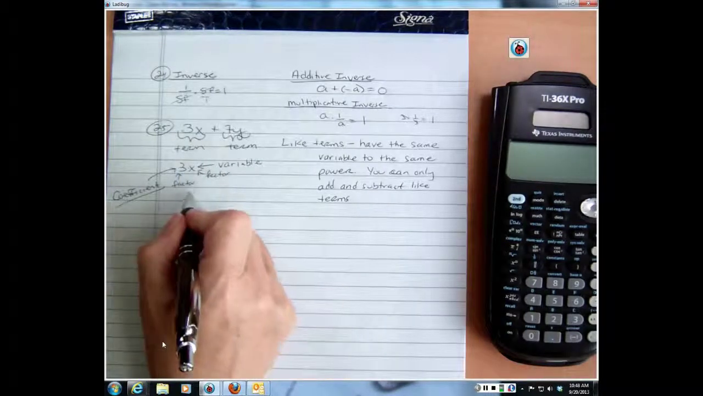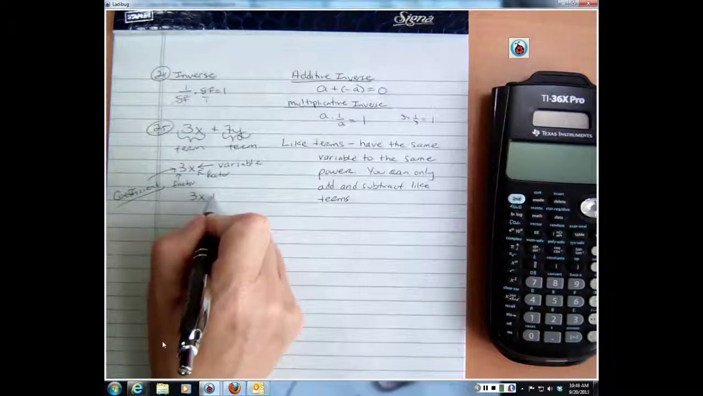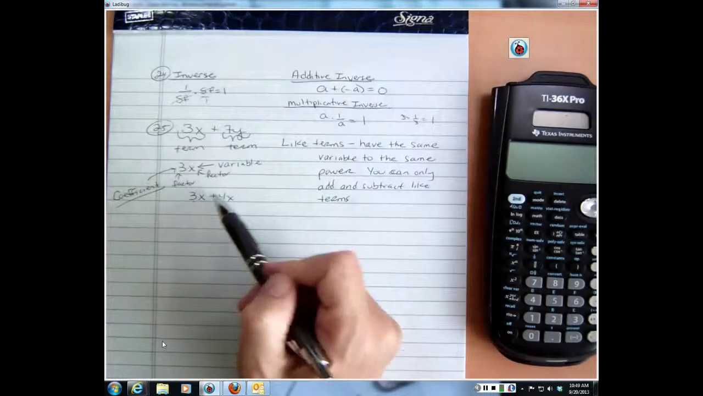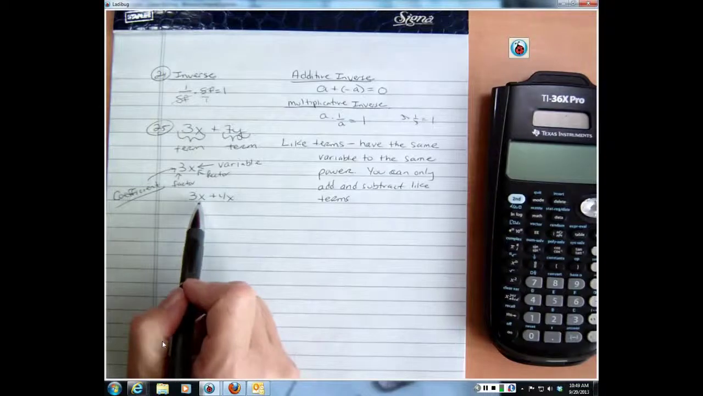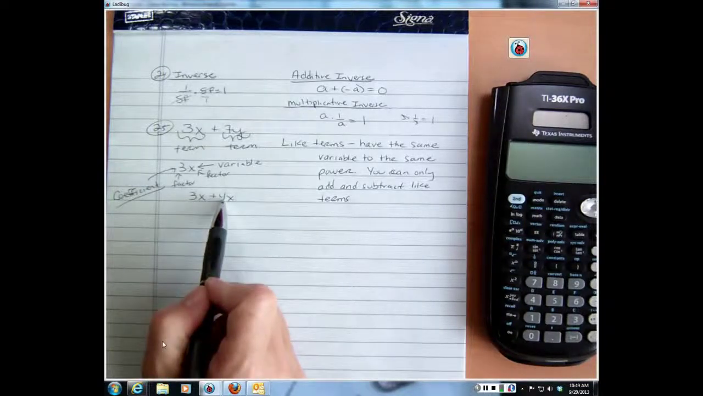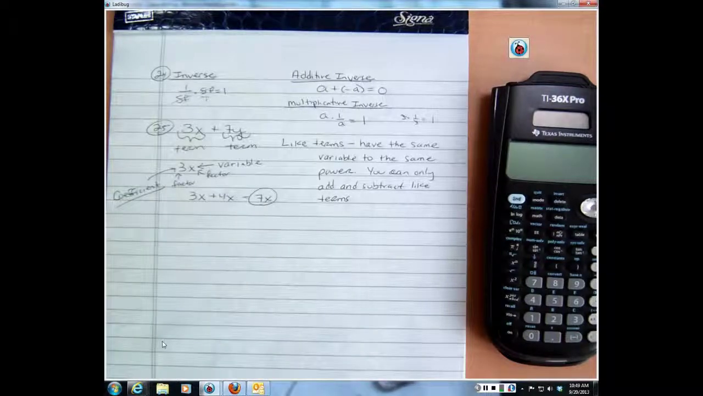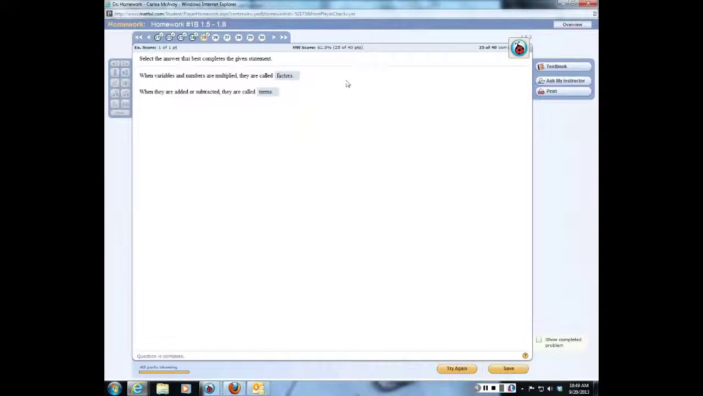But if I have 3x and then add 4x, now all of a sudden I have like terms. They have the same variable, they're to the same power. Now I can say I have 3 of those and I have 4 more of those. I have a total of 7 of those things. I don't have 7 y's or 7x squared or 7 z's. I have 7 x's. I had 3, got 4 more. I have a total of 7 x's. All right, we'll come back to that.